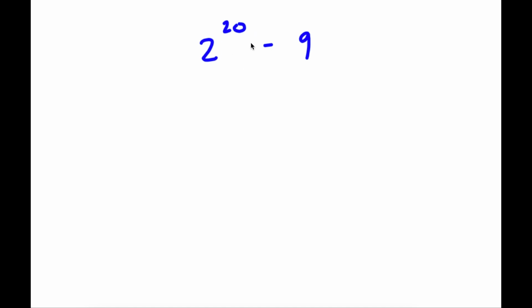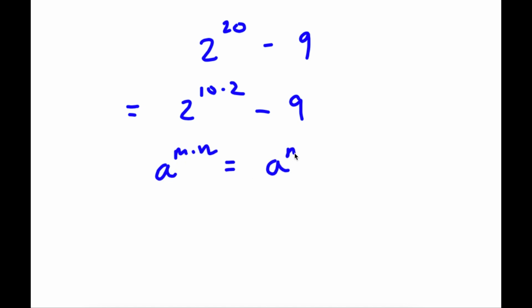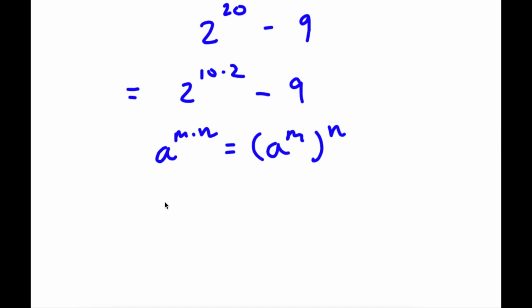Alright, so I have 2 to the power of 20 minus 9. Now first off, 2 to the power of 20 we can rewrite as 2 to the power of 10 times 2, because 20 is equal to 10 times 2. Now I have minus 9. Now if I have something in the form a to the power of m times n, this is equal to a to the power of m, to the power of n. So 2 to the power of 10 times 2, that's going to equal 2 to the power of 10, to the power of 2. Now I have this minus 9 we can rewrite as 3 squared.